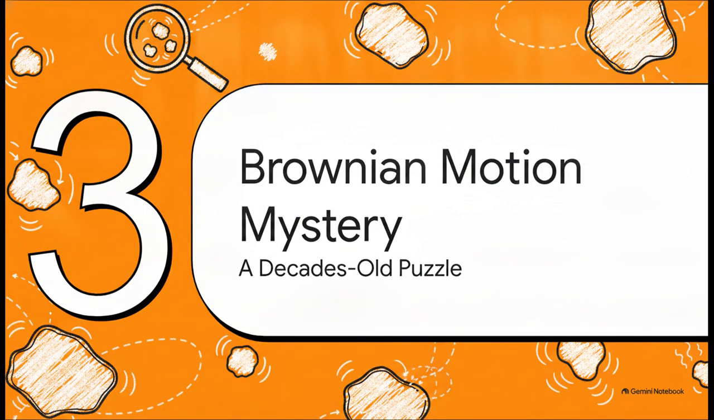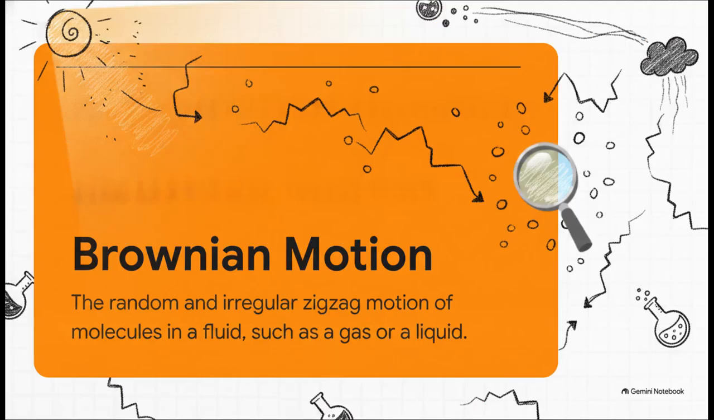Which brings us to Section 3, the Brownian motion mystery. All right, here is your easy-to-memorize definition. Brownian motion is the random and irregular zigzag motion of molecules in a fluid. And remember, in physics, a fluid can either be a liquid or a gas. It's that chaotic, completely unpredictable movement. It's exactly like the dust dancing in the sunbeam we talked about earlier, or imagine a speck of smoke just drifting aimlessly in the air.